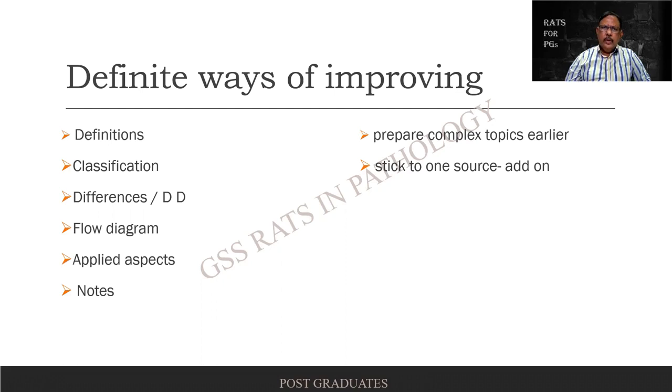Also, try to answer your question paper in the same numerical order. Do not be jumping. Question 3, after which you write question number 9, coming back to question 2, because the examiner will have to search for your answers. And when some topics are complex, try to prepare for that earlier. The differential diagnosis of different kinds of cirrhosis, jaundice, for example. And as I told you earlier, stick to one source. Whatever be your preparation, it should be preferably from a single source.